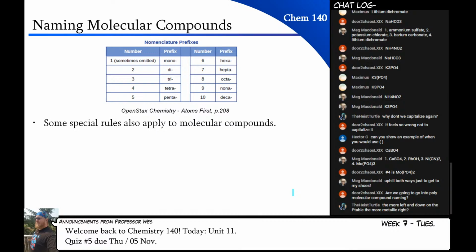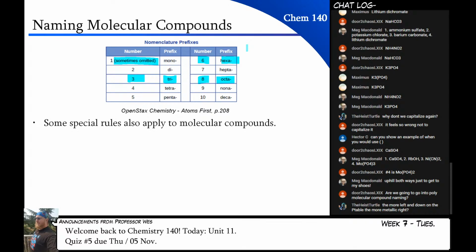In your text online that I have linked, here is the table of nomenclature prefixes. These are the numbers that go in front of something and the number that it refers to. Now, you'll notice right here for 1, it says sometimes omitted. We're going to talk about this in a second. But whenever you have 3 of something, you put tri in front of that element name. If you had 8 of something, you put octa in front of it. 6 would be hexa, and so on and so forth.